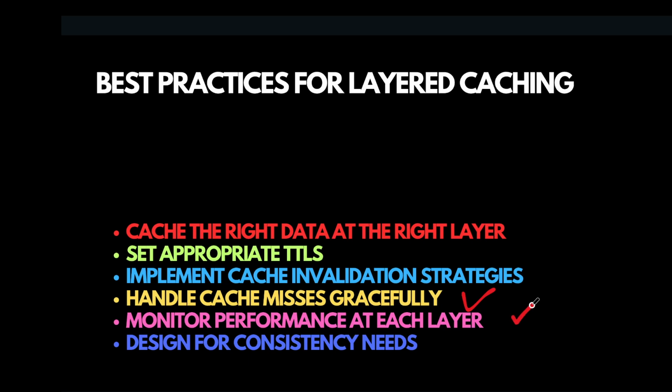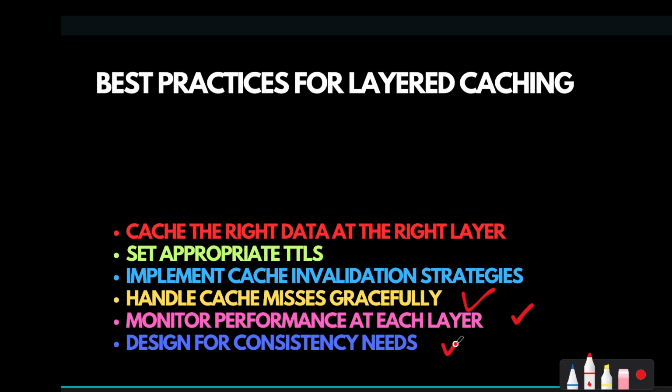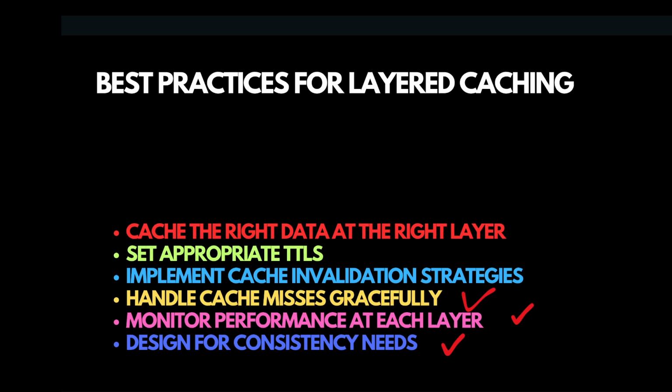Number 5, monitor performance at each layer. Track hit/miss ratio, latency, and resource usage for every cache layer to identify bottlenecks and optimize. Lastly, design for consistency needs. Understand your application's tolerance for stale data at each layer. Strong consistency requirements might limit aggressive caching at outer layers.